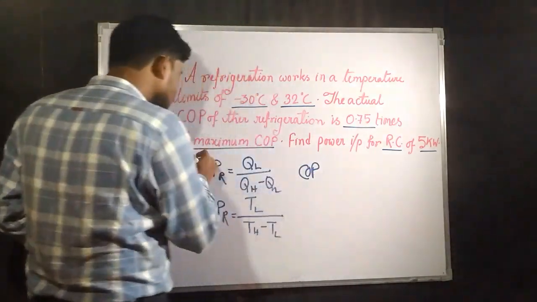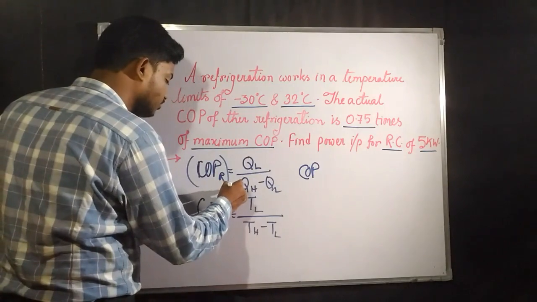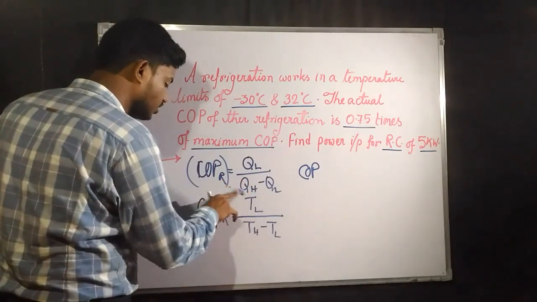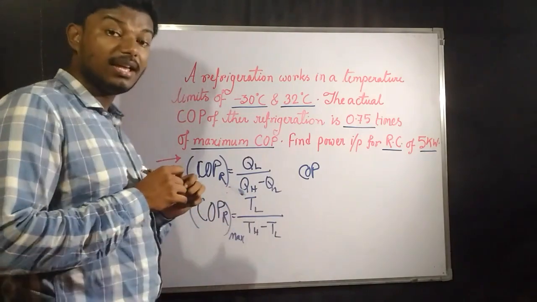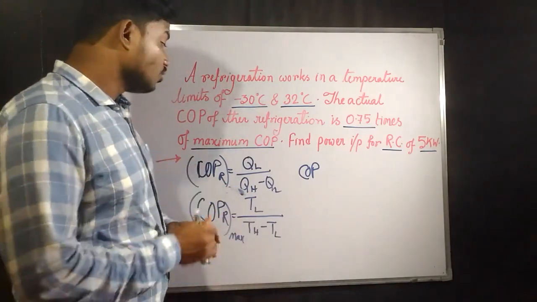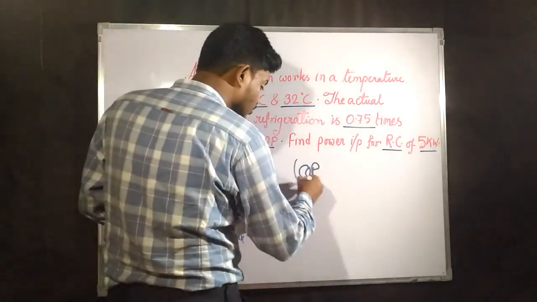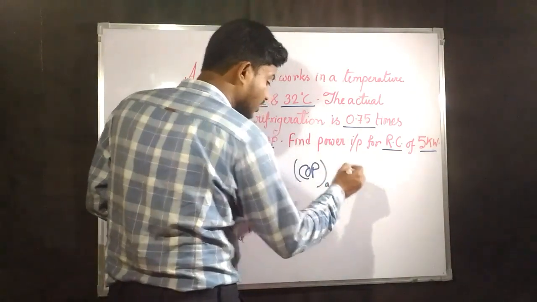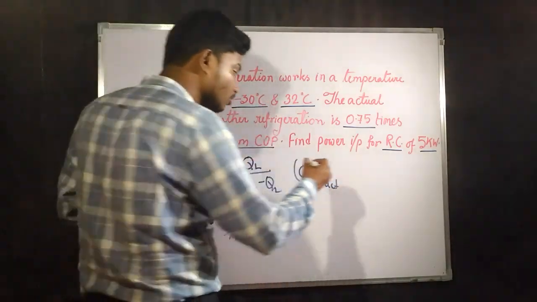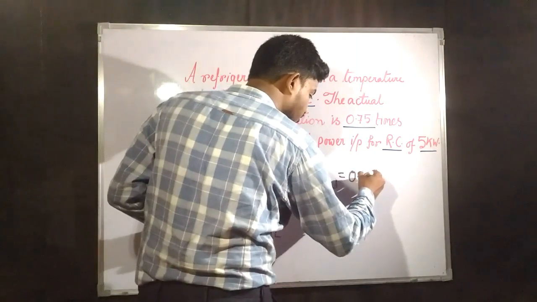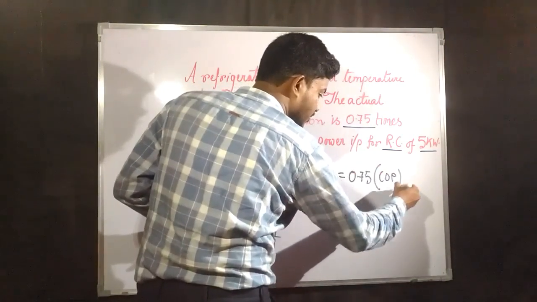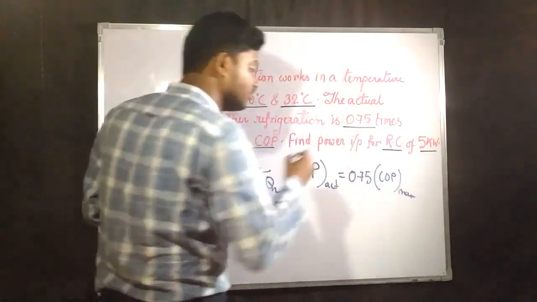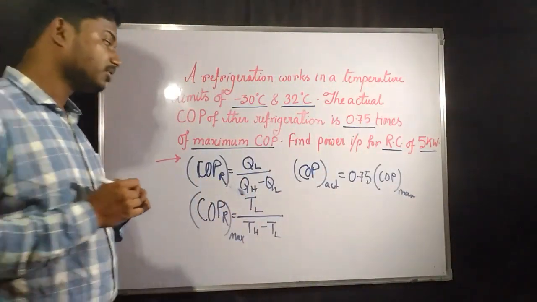Okay, this is for Carnot cycle. This is going to be your maximum coefficient of performance. So they have given that actual COP is going to be 0.75 or 75% of maximum COP. Okay, this is going to be 75% of the maximum COP.